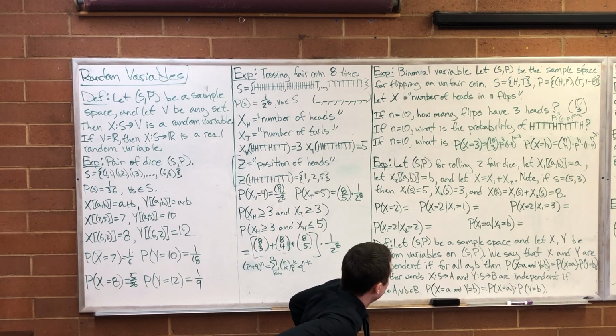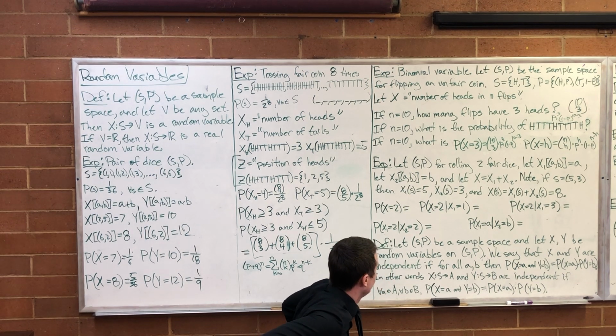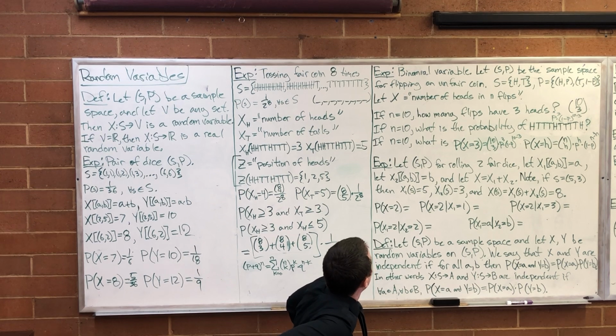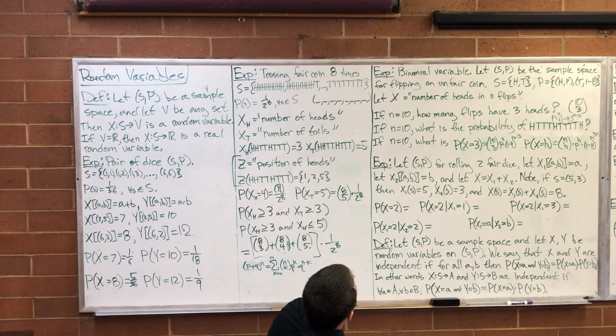So next, let SP be a sample space, let X and Y be random variables on our sample space. We say that X and Y are independent. No, what are you reading? Go up. Yeah, we skipped a lot. I'm so confused.